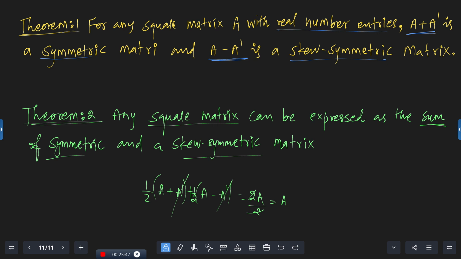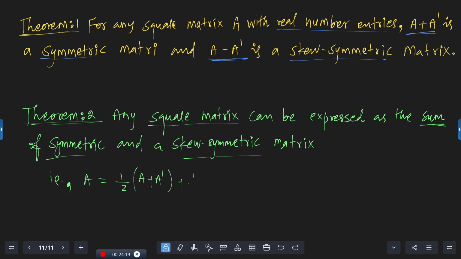So if they give a symmetric matrix and a skew symmetric matrix and ask you to find the matrix, what do you have to do? Multiply by 1 by 2 in both places and add both, and you will get the matrix A. Understand? This is the formula they give in theorem 2: A is equal to half of A plus A dash plus half of A minus A dash.